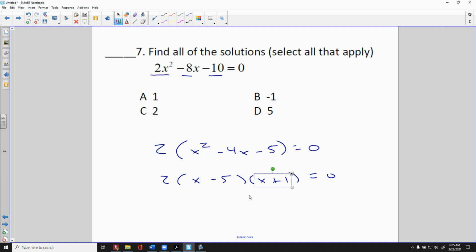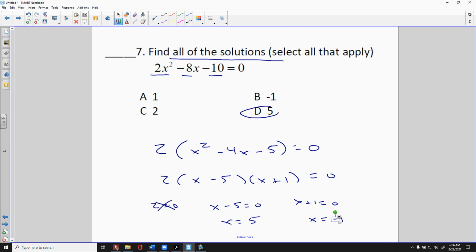So once again, set factors equal to 0. 2 doesn't equal 0, so not a solution. X minus 5 does, so x equals 5. x plus 1 equals 0, so x is -1. All right, find all the solutions: D and B, -1 and +5. But once again, if you use the quadratic formula, you should get the same answers.